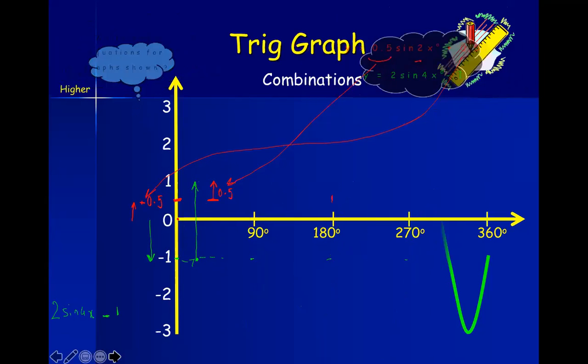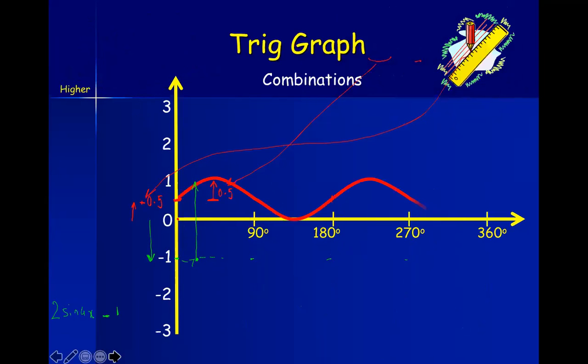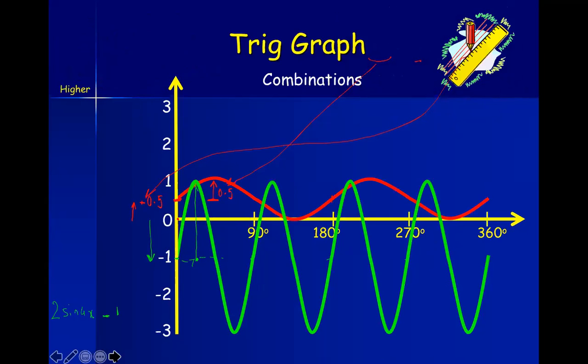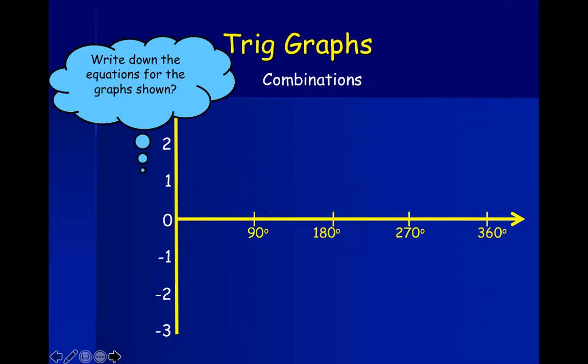So let's try another one. Oh, we've done this one and we've done this one. Okay, so now try these. Write down the equation for the graph shown. So the first thing you need to ask yourself, what kind of shape is that? Is that a sine or is that cosine?